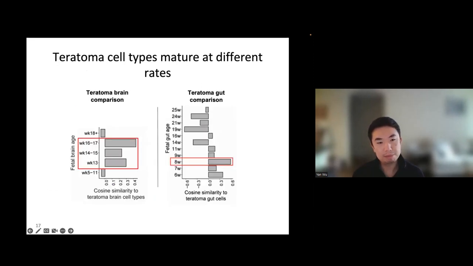So we also compared the teratoma cell types against fetal human cell types to benchmark their approximate age, and we can see that actually the different cell types seem to mature at different rates. So the teratoma neuroectoderm seems to correlate strongest with the fetal week 13 through week 17 cell types, whereas the gut correlates strongest with week 8 cell types.